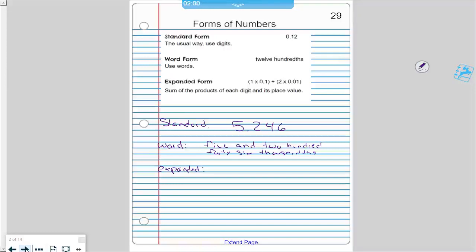So now, if I use the same for expanded form, I have a whole number which is 5. So 5 times 1 plus 2 times 0.1 plus 4 times 0.01 plus 6 times 0.001. So here's my whole number. I have my whole number, my tenth, my hundredth, and my thousandth. That's written in expanded form.